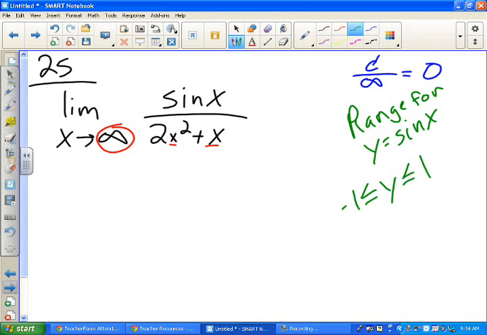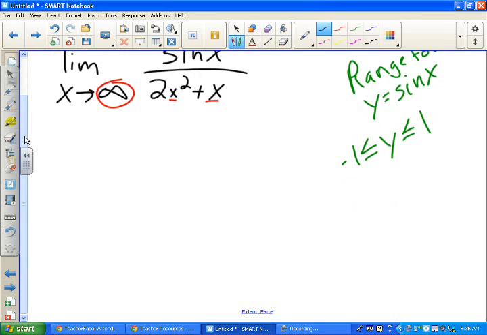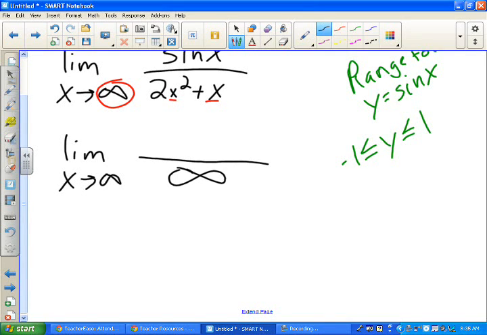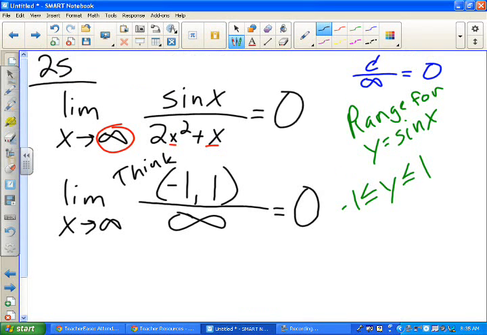Well, sine has a range of -1 to 1. In other words, it's bounded from above and bounded from below. So the greatest value sine of x will have is 1. The least value sine of x would have would be -1. So we could think in terms of any number between -1 and 1 over infinity. That's what we're thinking. So if you think in terms of that, any constant over infinity equals 0, so the limit is equal to 0.